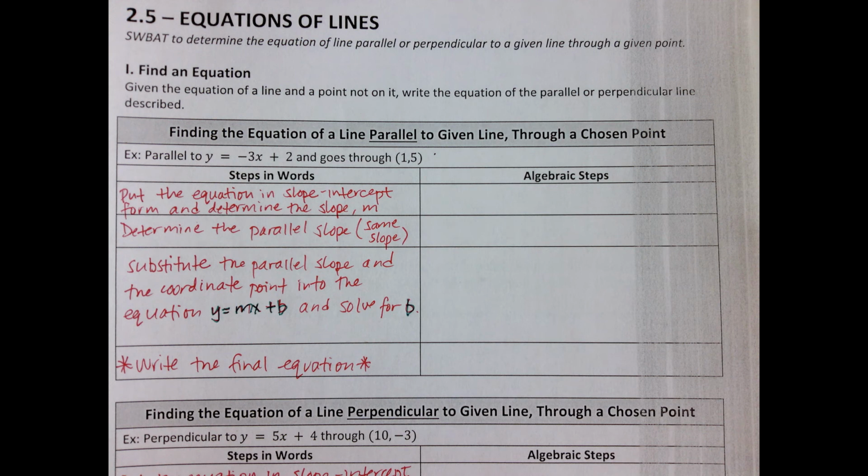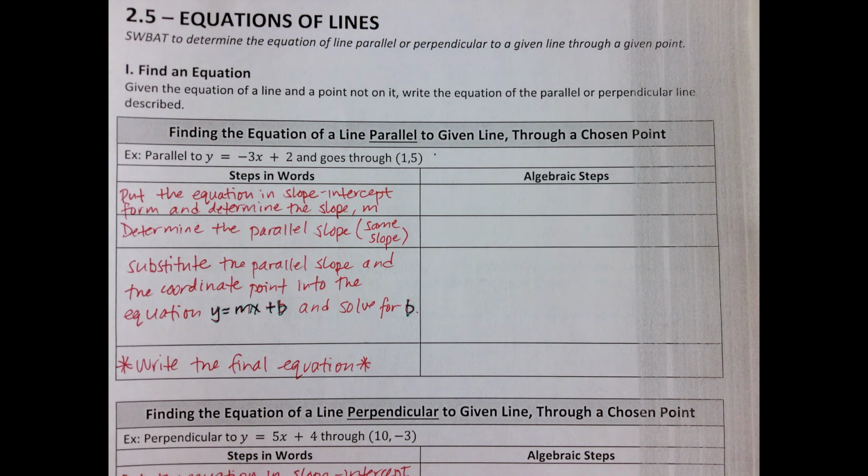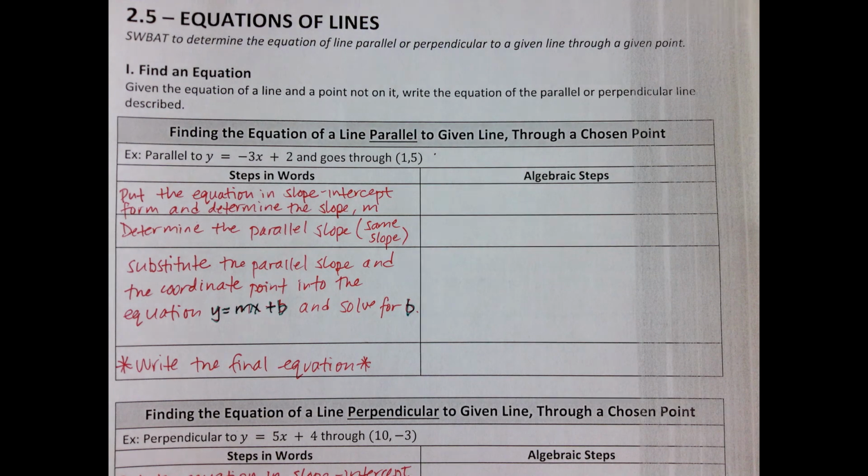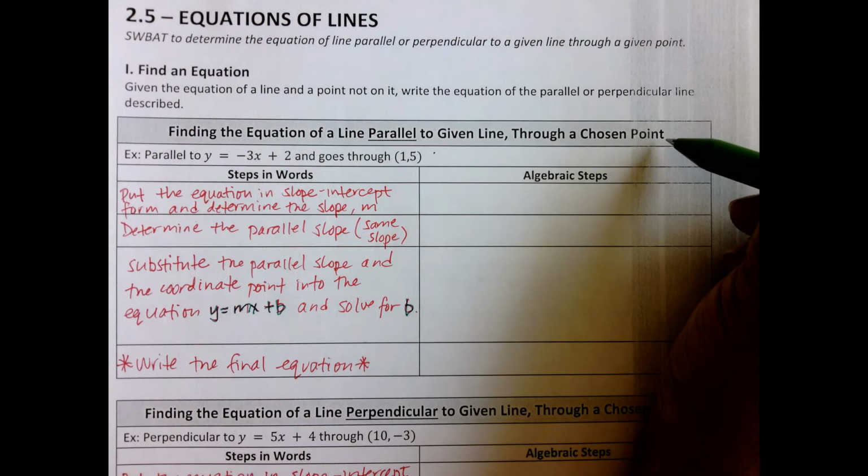For this lesson, you're going to determine the equation of lines parallel or perpendicular to a given line through a given point. Sounds like a lot, but it's pretty simple, and this is an essential skill in this geometry class. The first thing we're going to do is go through the steps for finding the equation of a line parallel to a given line through a chosen point.